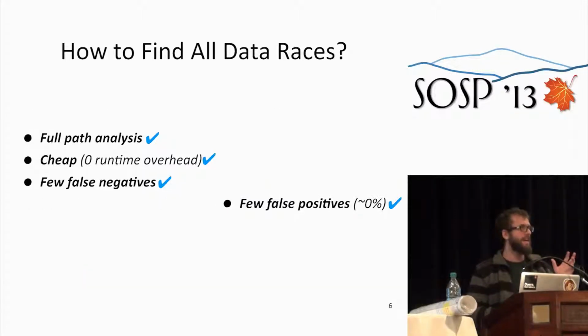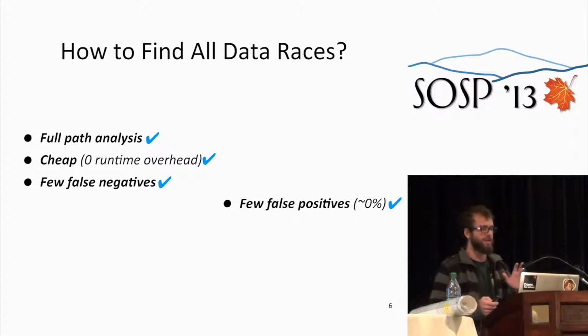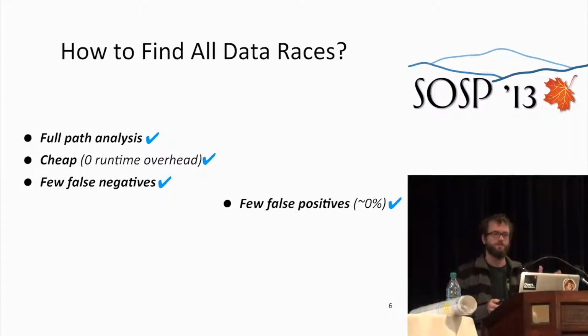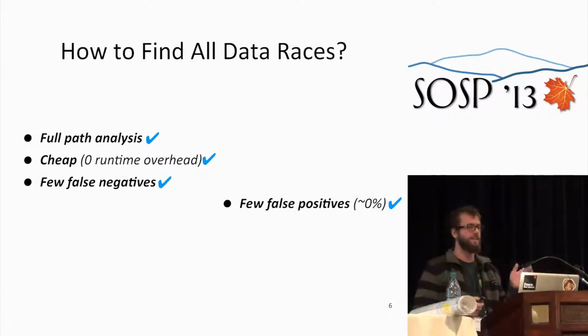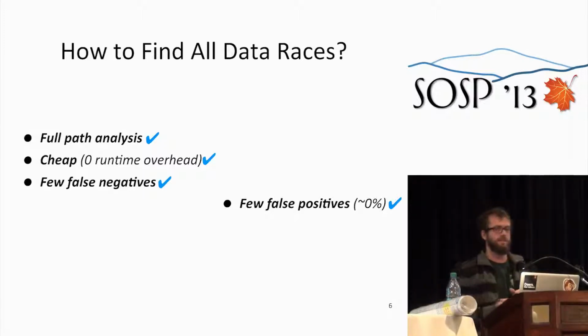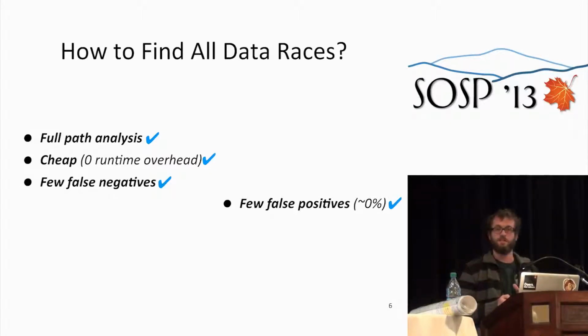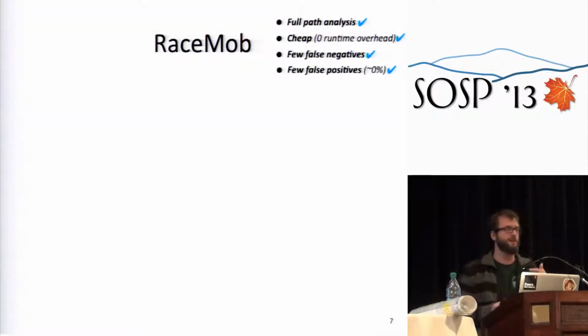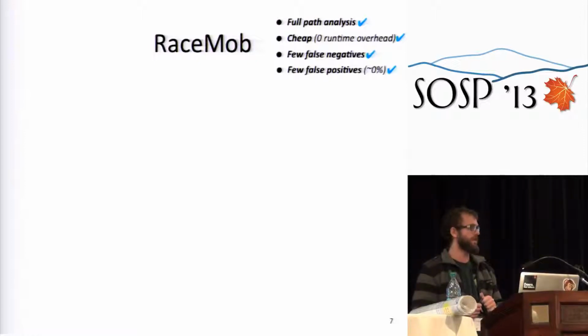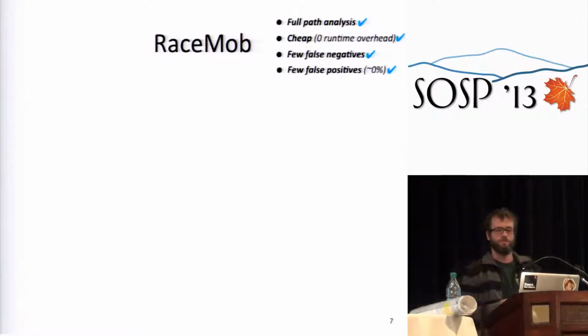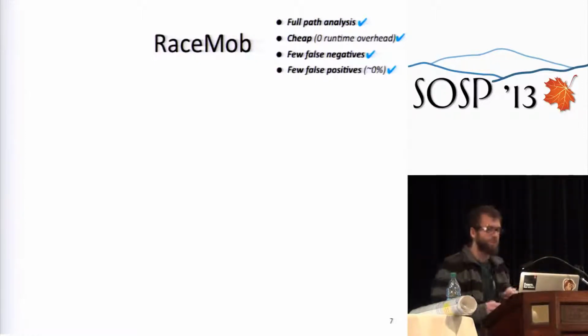What we would ideally have is the best of two worlds. That is, a race detector that performs full path analysis, that is fast, that has few false negatives like the static detectors, and one that also has few false positives like dynamic data race detectors. So in this talk, we introduce RaceMob, the system that we built to achieve these goals. As I explain various components of RaceMob, I will highlight their contribution to these ideal properties on the top right corner.